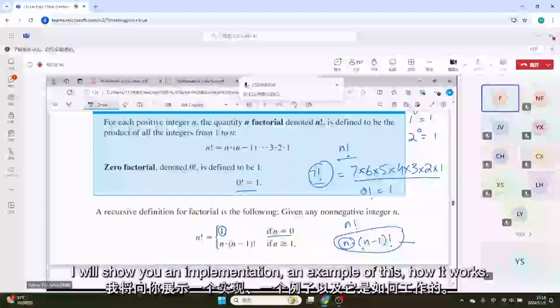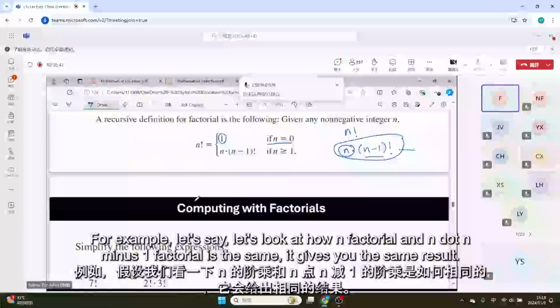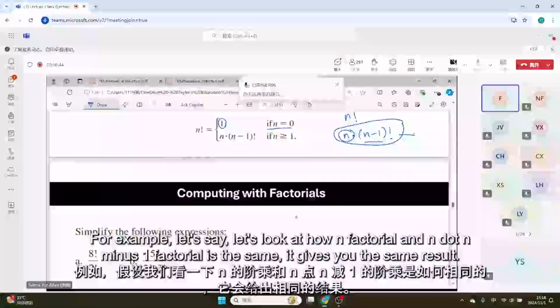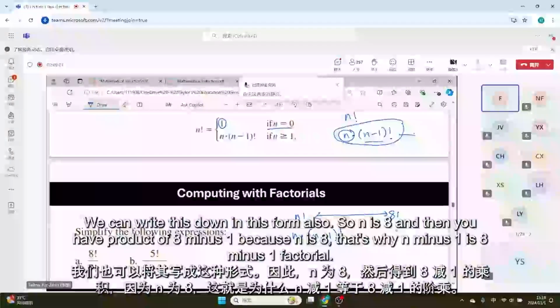I will show you an implementation, an example of this, how it works. For example, let's look at how n factorial and n times (n minus 1) factorial give the same result. Let's say you want to find the factorial of 8. It is in this form, and we can write it in this form also.